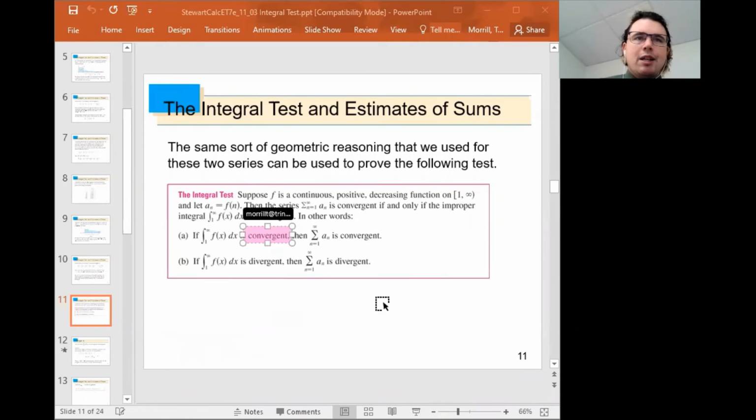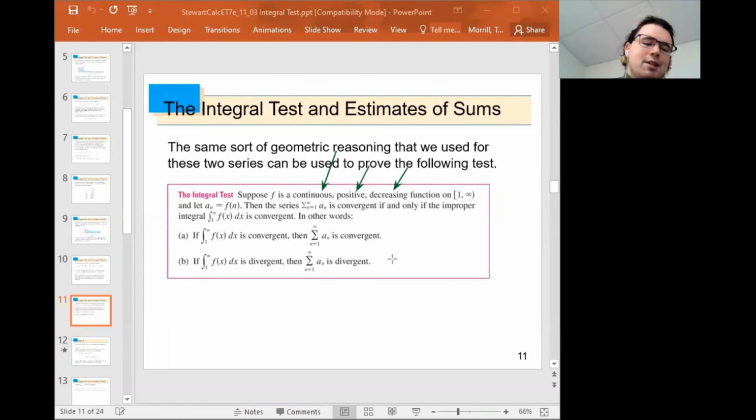Now, the trick that made this all work was the fact that I could draw those rectangles either above or below the curve of the function. So it's really important here that the function f has to satisfy 3 different properties. Number 1, the function has to be continuous. That's how I know I can take an integral. The function has to be positive. That's how I know that I can have the area above the x-axis. And the function has to be decreasing, right? So that's not such a stringent requirement.